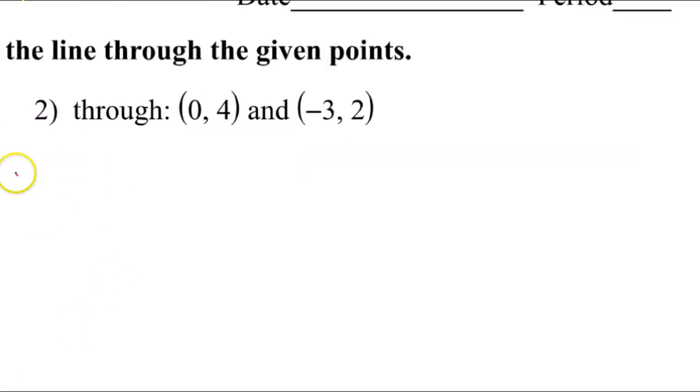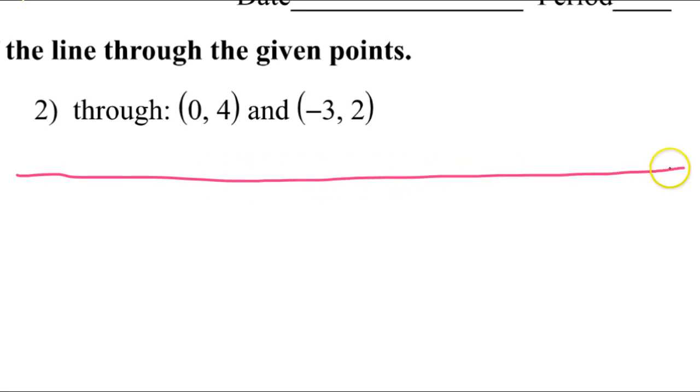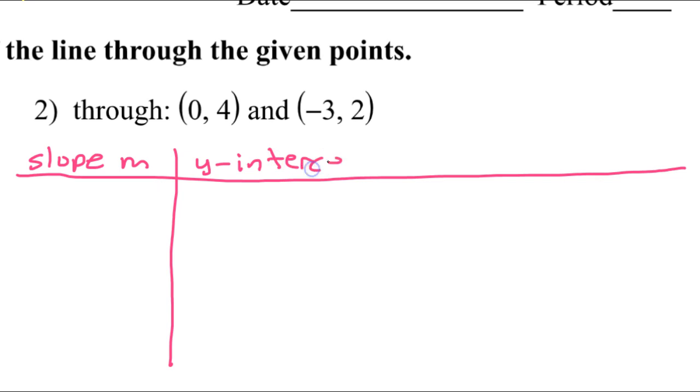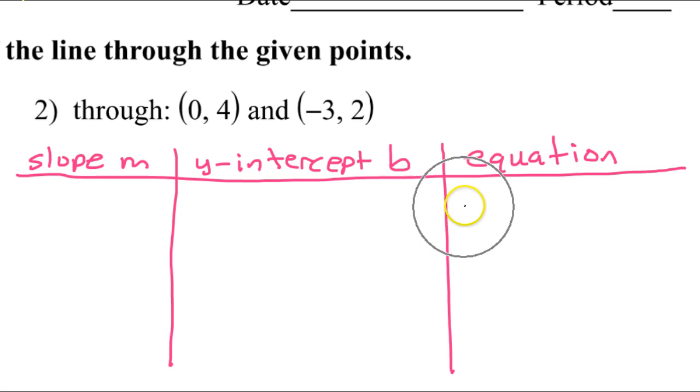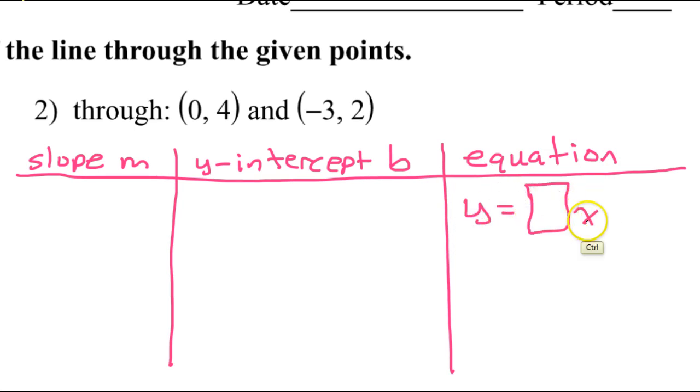Problem number 2 is pretty much the same thing. Once again, I'm going to set up my chart, and I will find the slope, m, and then I will find the y-intercept, b, and that will enable me to write the equation. And I know that the equation always goes like this: y is equal to something x plus something, where the first box is the slope and the second box is the y-intercept, which I will find right here.